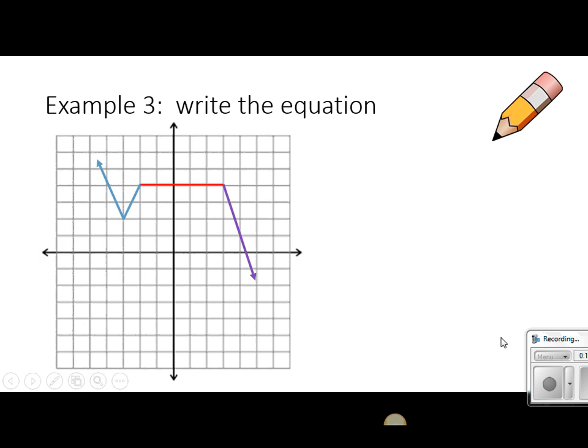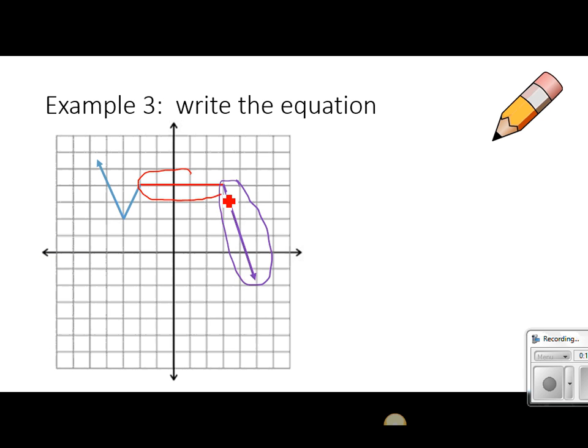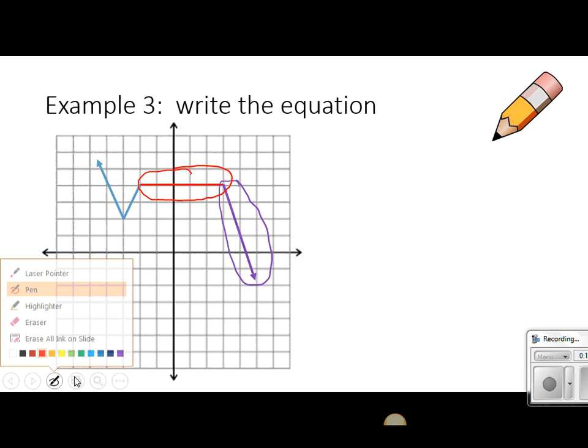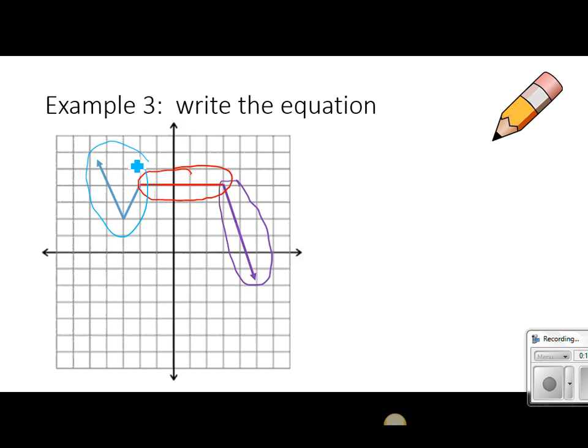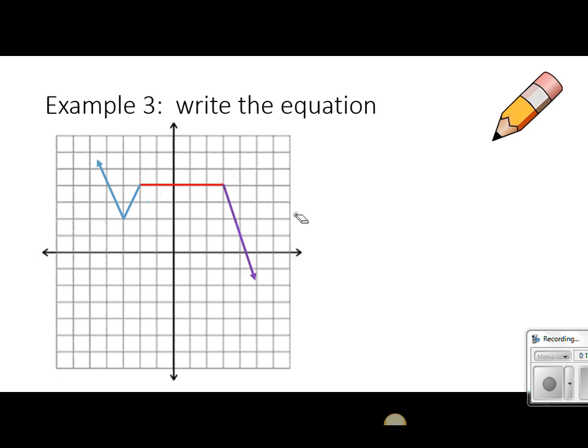Okay, let's try one more. If you notice, when I look at this graph, I see 3 different functions. I see a line here, my purple is my line here. I see a line for my red. And then I see blue, and that looks like a V to me. So I'm going to go ahead and graph these 3 functions over onto the side here.